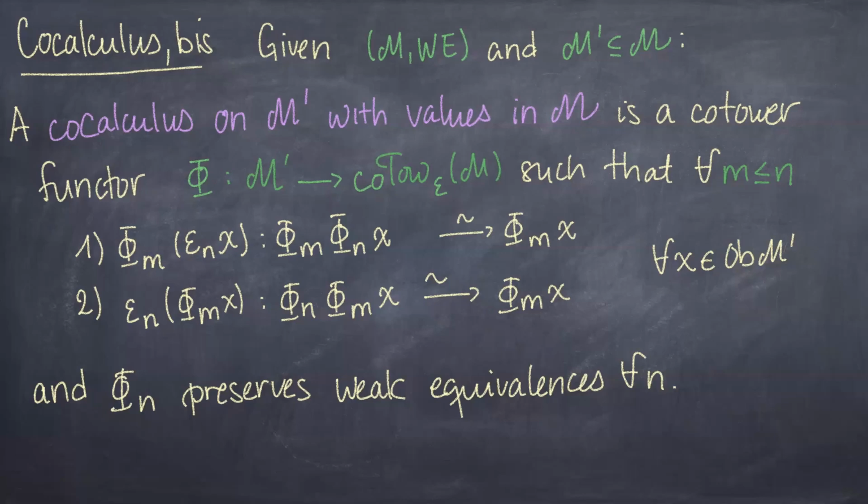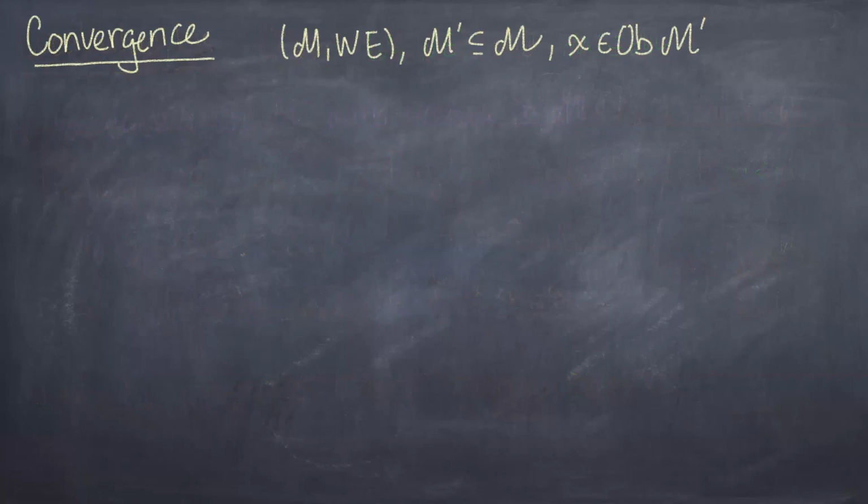So once we've done this, we can ask, does this definition actually behave well with respect to the sort of things we usually care about? When we think about taking Taylor approximations and so on, we ask, does the sequence of Taylor approximations converge in some sense to the original function that you started with? And so how can one formulate questions of convergence in this context? So again, I have my category M with weak equivalences, subcategory M prime. I fix an object in M prime.